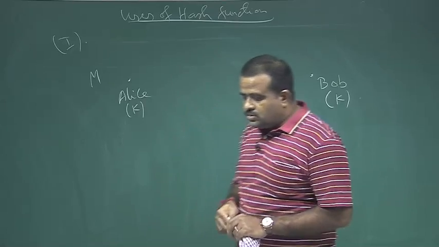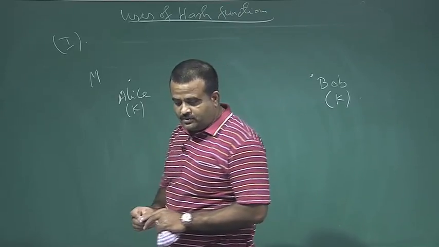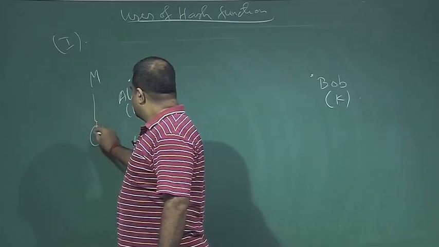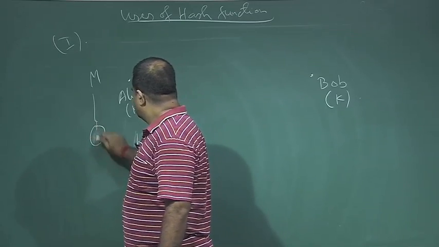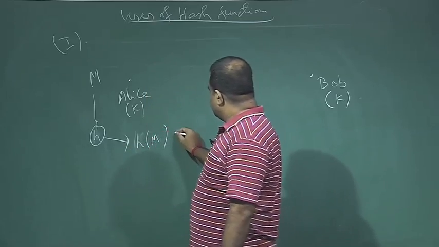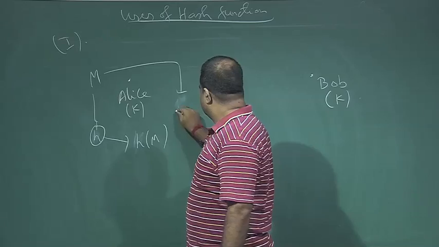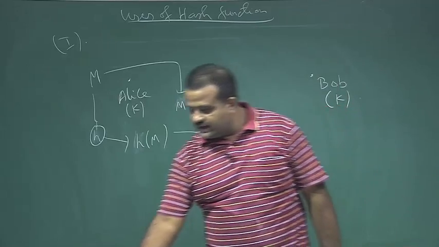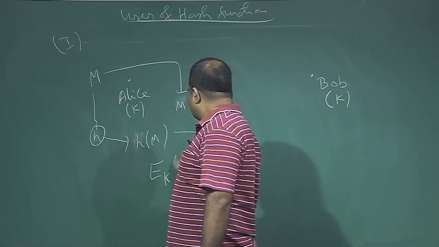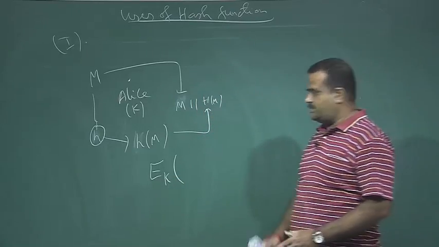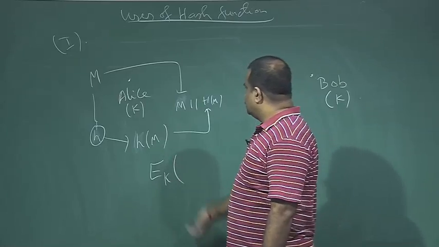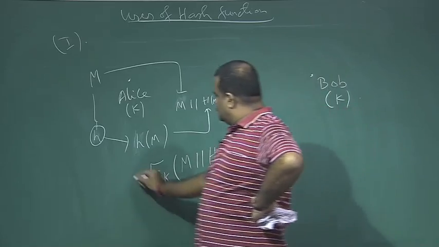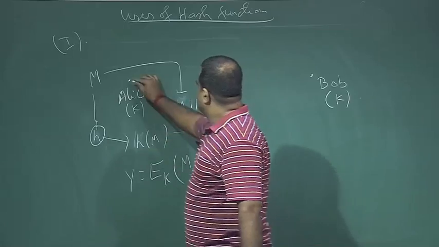So what will Alice do? Alice will first apply the hash function H on this message M and get H of M. Then Alice will concatenate the message along with this H of M, and then encrypt this using the key. This is a symmetric key encryption; it could be a block cipher or stream cipher, DES, AES, or any other stream cipher. This is the Y, which Alice will send to Bob over the public channel.